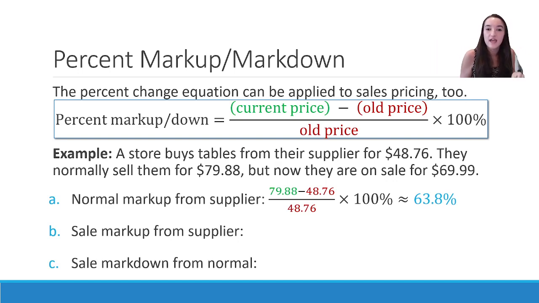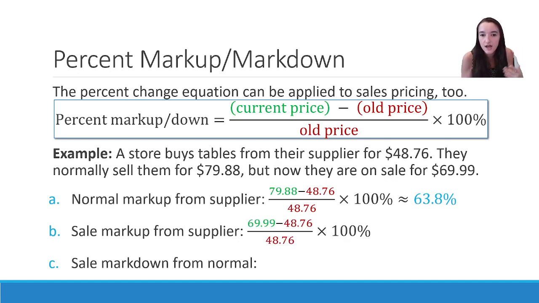Now, what about the sales value? Like when they put this table on sale for $69.99, what percent of profit are they making? Okay, so again, our reference value is the same because it's starting from the supplier value. How much more are they selling it for if it's on sale, if it's the discounted price? So now the reference value is that $48.76 still, but it's now $69.99 is our current price that we are comparing to the reference old price.